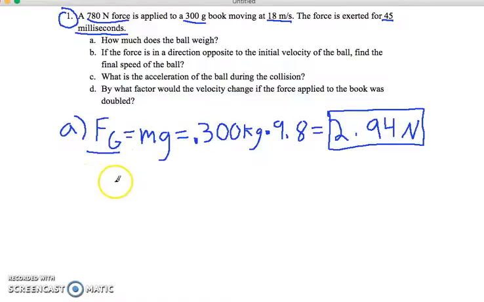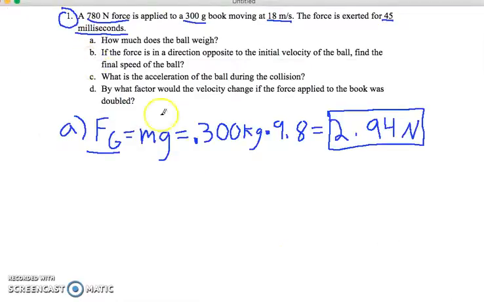The second part gets a little bit trickier. I'm actually going to switch to a new clean sheet of paper. So this one, it's asking, if the force on the ball is in a direction opposite to the initial velocity of the ball, find the final speed of the ball. So again, we're looking for the final speed in this one, so a little bit different.